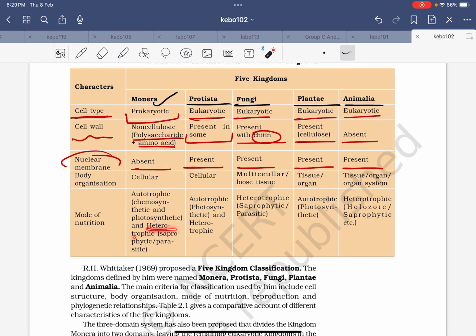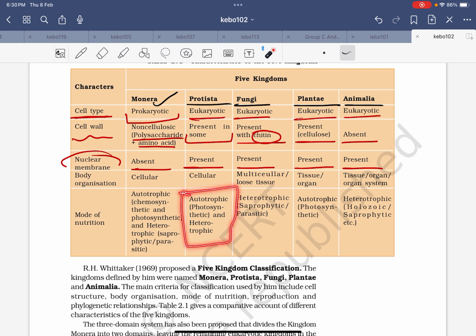And heterotrophic means it depends on other organisms for its food, as saprophytes and parasites. Saprophytes are organisms that depend on other organisms that are already dead. If a monera is feeding on another organism and that organism is already dead, it is saprophytic. And parasite means the host organism is alive, and the monera depends on it for food.